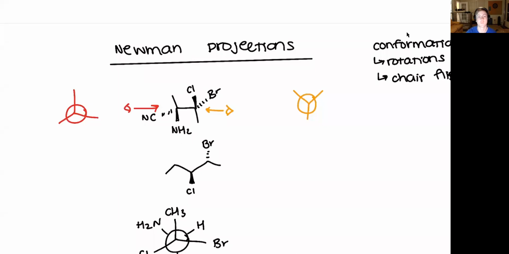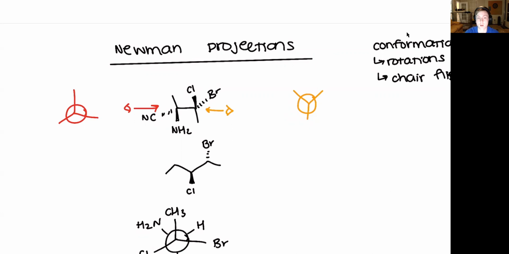Hey guys, in this video, I'm going to talk a little bit about Newman projections and how to go about attacking problems where we either have to convert from line angle to Newman or Newman to line angle, because this is the first introduction of viewing molecules in a different kind of projection. We have the Newman and the Fischer, which are the two main ones that we'll deal with.